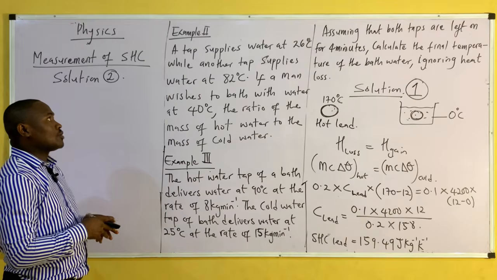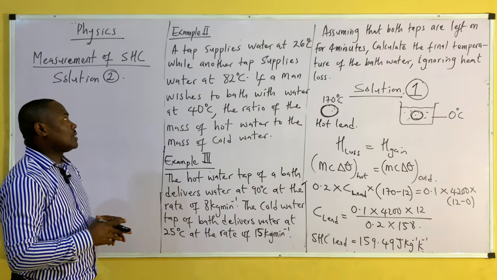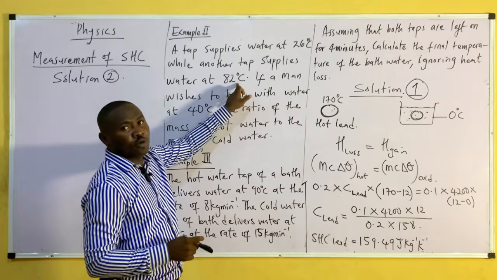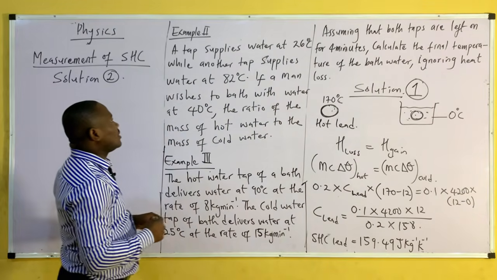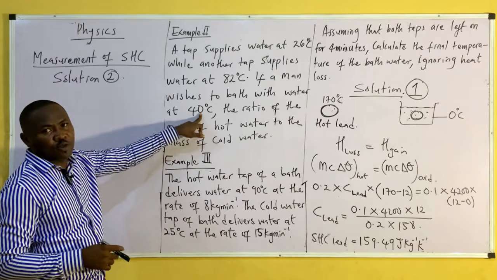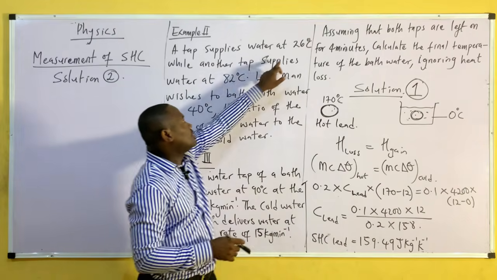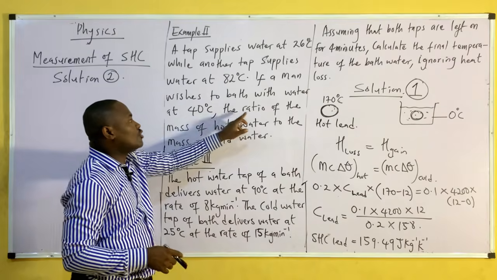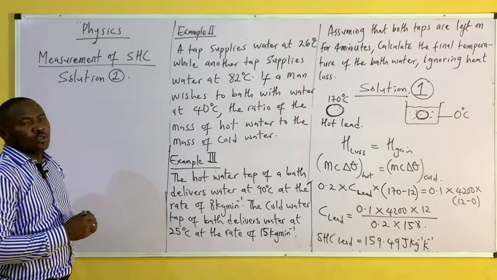It says a tap supplies water at 26 degrees Celsius while another tap supplies water at 82 degrees Celsius. So you see that this is already hot water while this is cold water. Now it says if a man wishes to bathe with water at this temperature, so this is the final temperature. This is the temperature for the hot, the temperature for the cold, and the temperature of the mixture. The ratio of the mass of hot water to that of cold is dash.